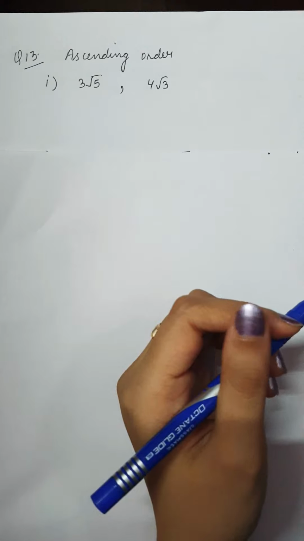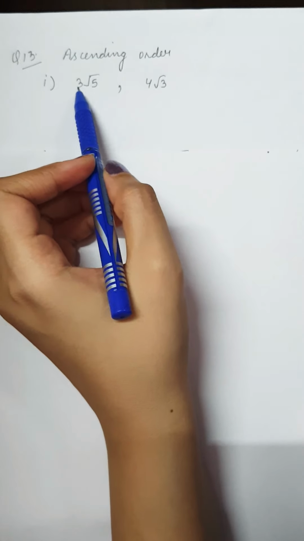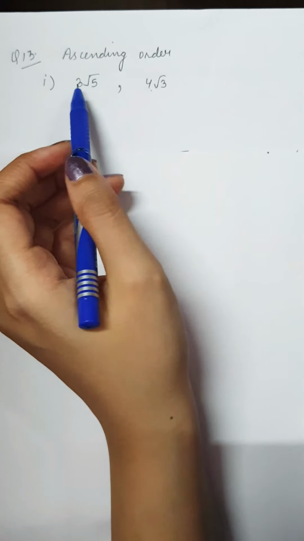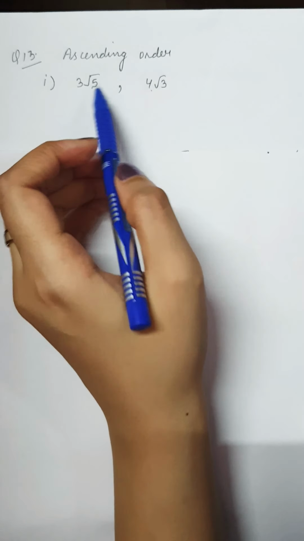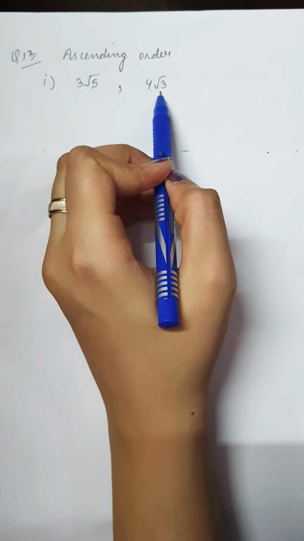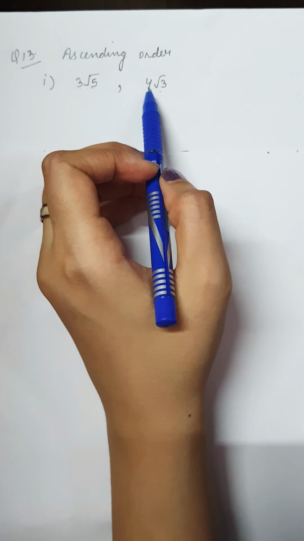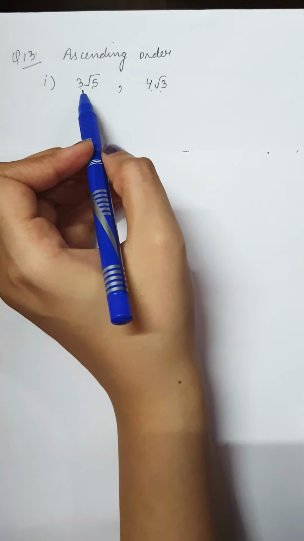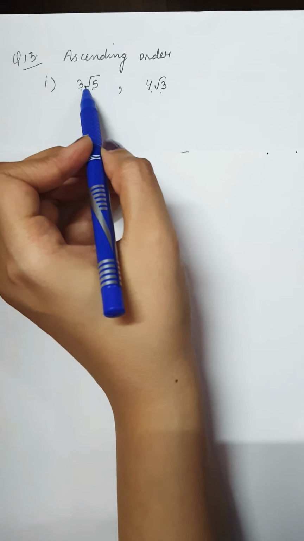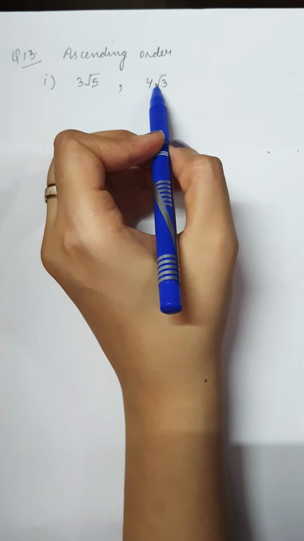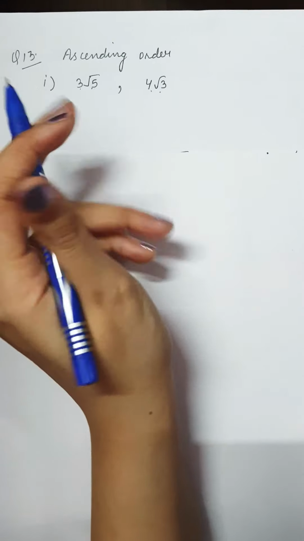Next question 13. Ascending order: 3 root 5, 4 root 3. Note that this is 3 into root 5 and this is 4 into root 3. Not cube root, and this is also not fourth root. So you need to read it carefully. If it were a cube root, it would have been written here very small 3 and here very small 4. So you need to know the difference.